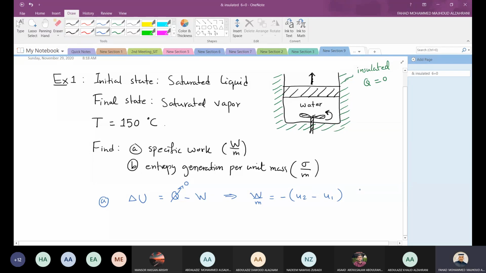How can you get U1 and U2? Simply from the temperature and the saturated state, the F state. Very straightforward. So, what about part B?